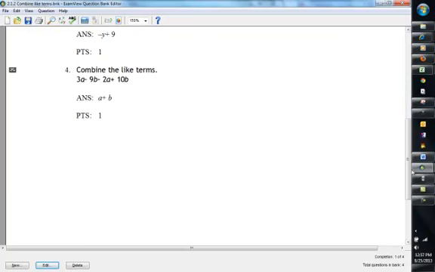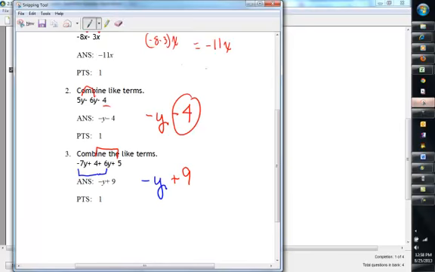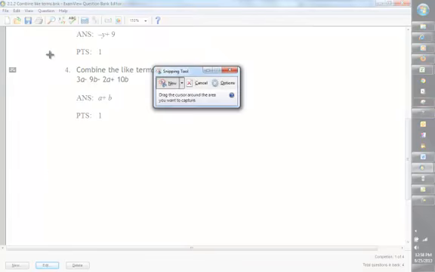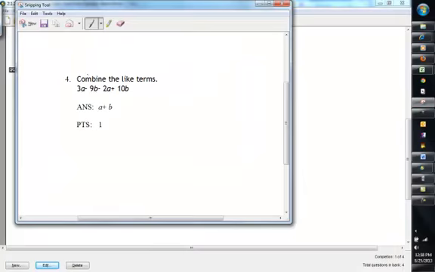In this last one, we have to collect like terms again, and we have 2 sets of like terms again. The A's is one set of like terms, and the B's is another set of like terms. So the B's, -9 plus 10 is +1B. We would just say B.